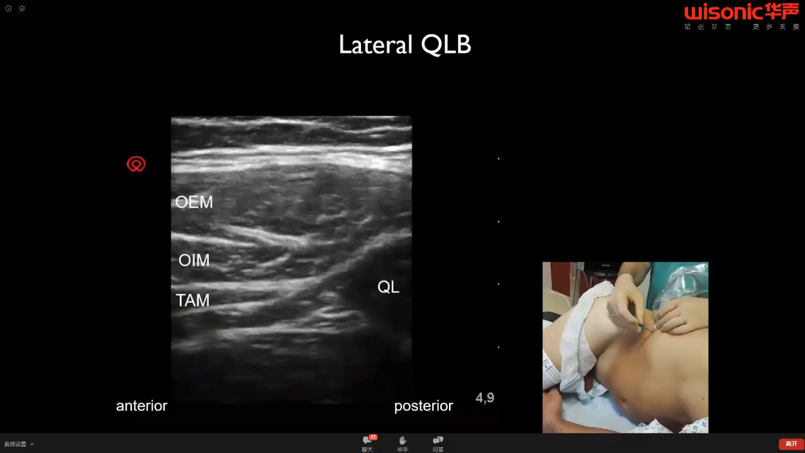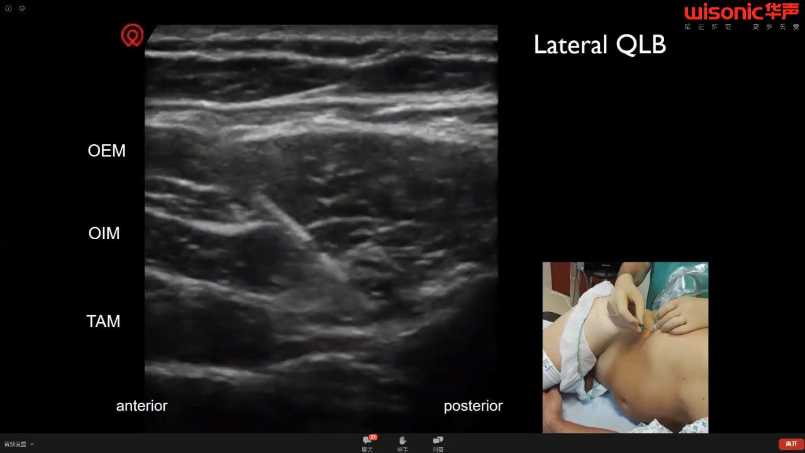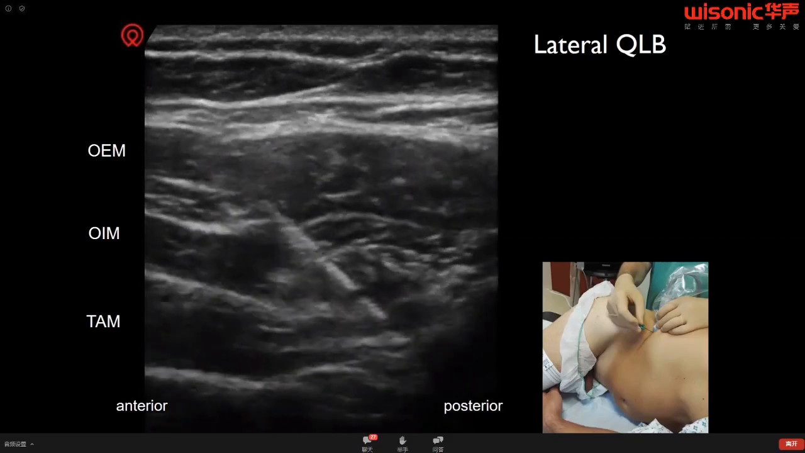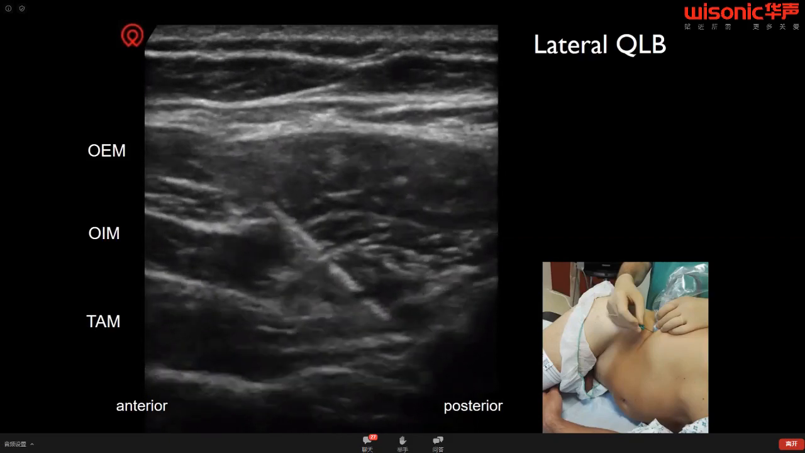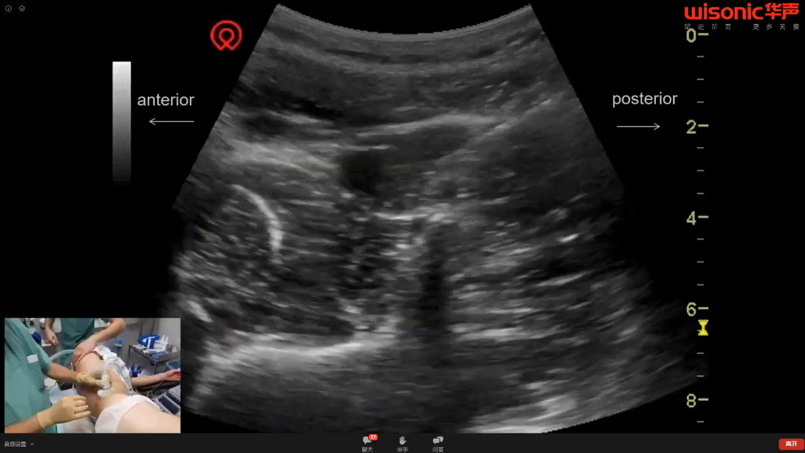Here, in the lateral QLB block, you identify the three muscle layers, external, internal, and transverse abdominis muscle, and the quadratus lumborum, and the needle is advanced anterolateral. You can see here in front of the quadratus lumborum, the tip of the needle is placed and the local anesthetic is injected.